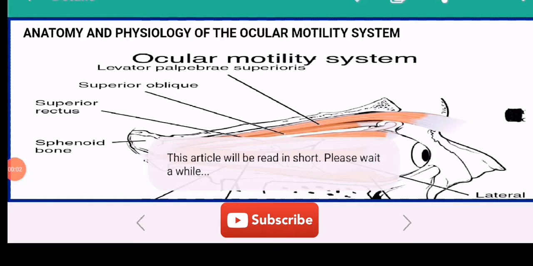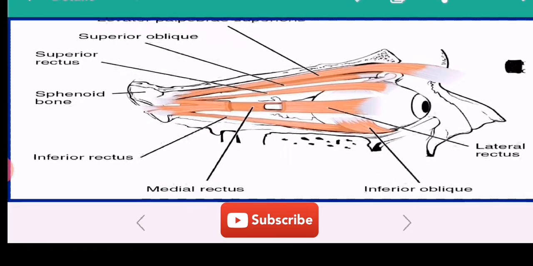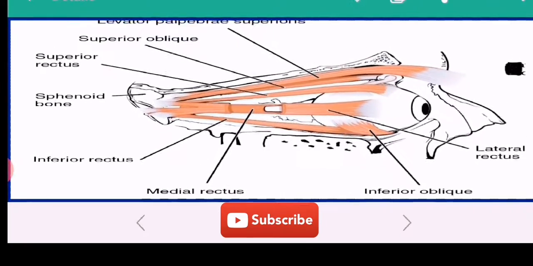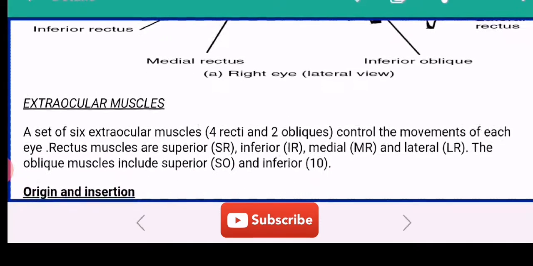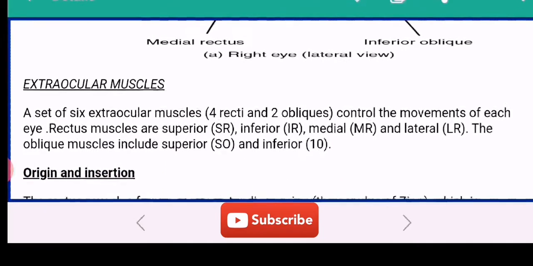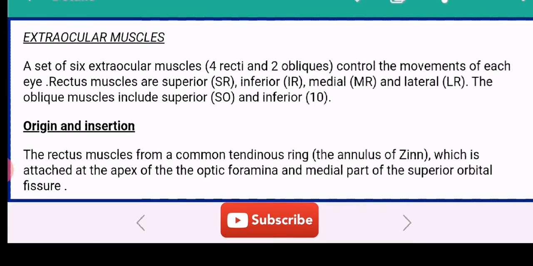Anatomy and physiology of the ocular motility system. Extraocular muscles. A set of 6 extraocular muscles, 4 recti and 2 obliques, control the movements of each eye. Rectus muscles are superior, SR, inferior, IR, medial, MR, and lateral, LR. The oblique muscles include superior, SO, and inferior, IO.